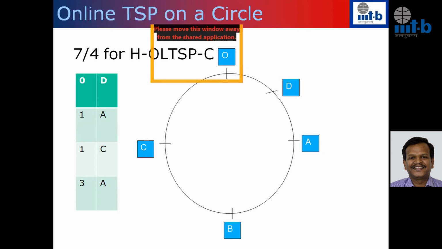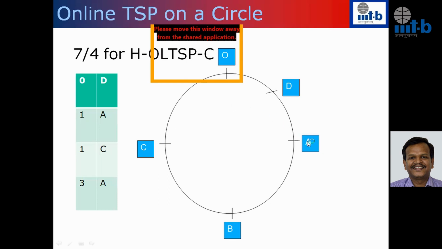Now at time one, two requests are released, one at A and one at C. Both are equidistant from O. The online algorithm has the option to serve C or A at time one. As I said, we'll assume that it will go clockwise and finish A, and then it'll come back to the origin and then try to serve C.